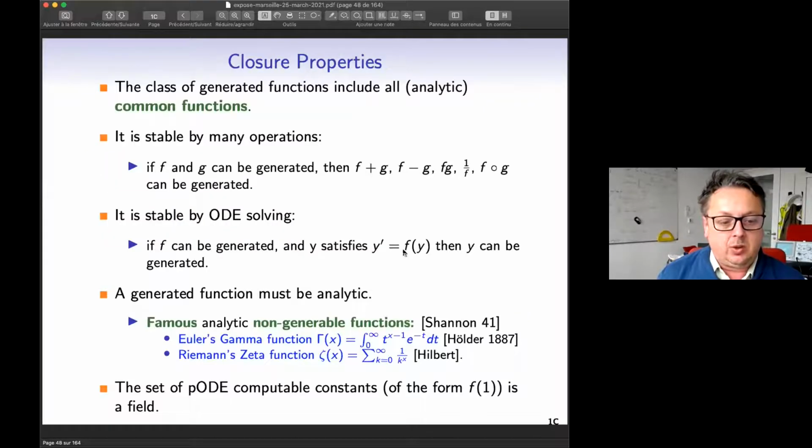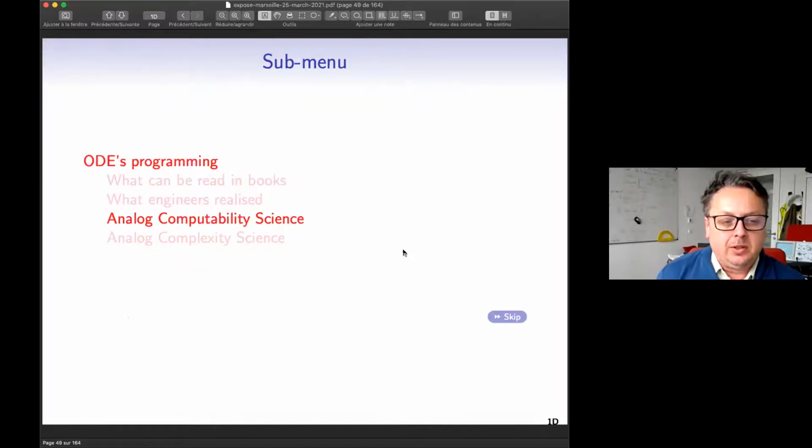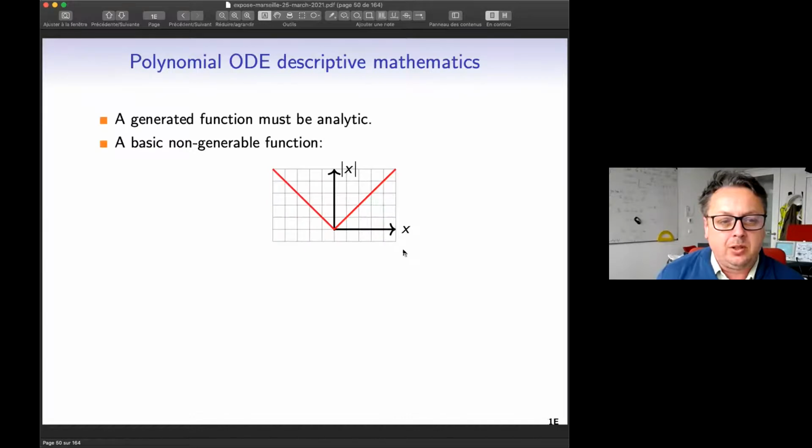Okay, so if you are a mathematician like Claude Shannon and others, actually Claude Shannon was not a mathematician but an engineer, but anyway, if you are a mathematician, we know some properties. We know examples of functions that could not be generated, but let's discuss this from a computability point of view and be a little bit more realistic about what can be programmed or not.